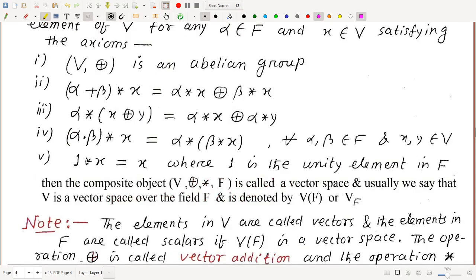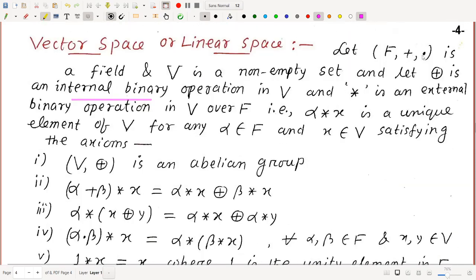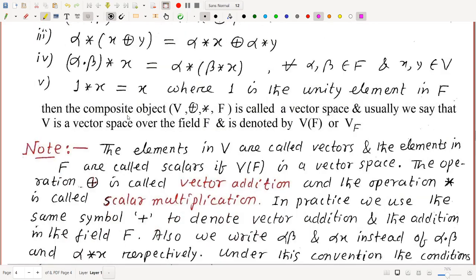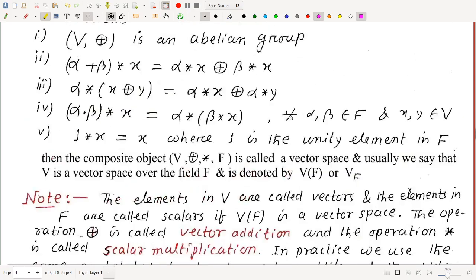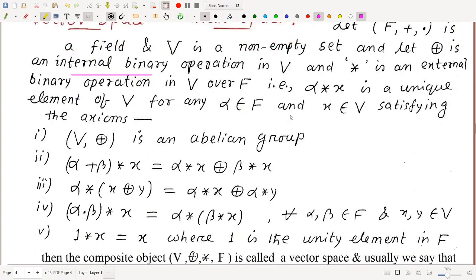If these 5 conditions are satisfied by star and circulated plus, and also this plus and dot, then the composite object V, circulated plus, star, F, is called a vector space or a linear space. Usually we say that V is a vector space. This is convention. V is a vector space over the field F, and is denoted by V(F) or V suffix F. We call V F a vector space. So this is the definition of linear space or vector space.